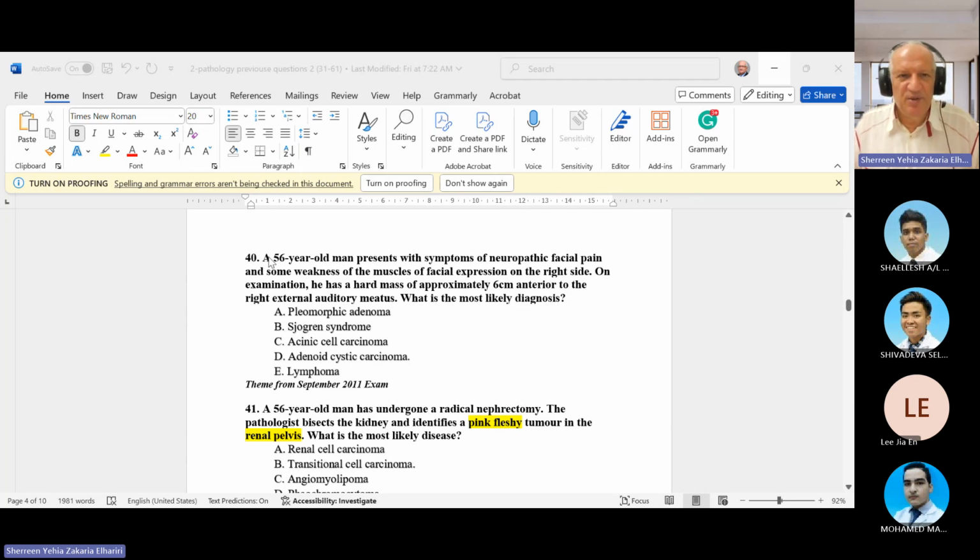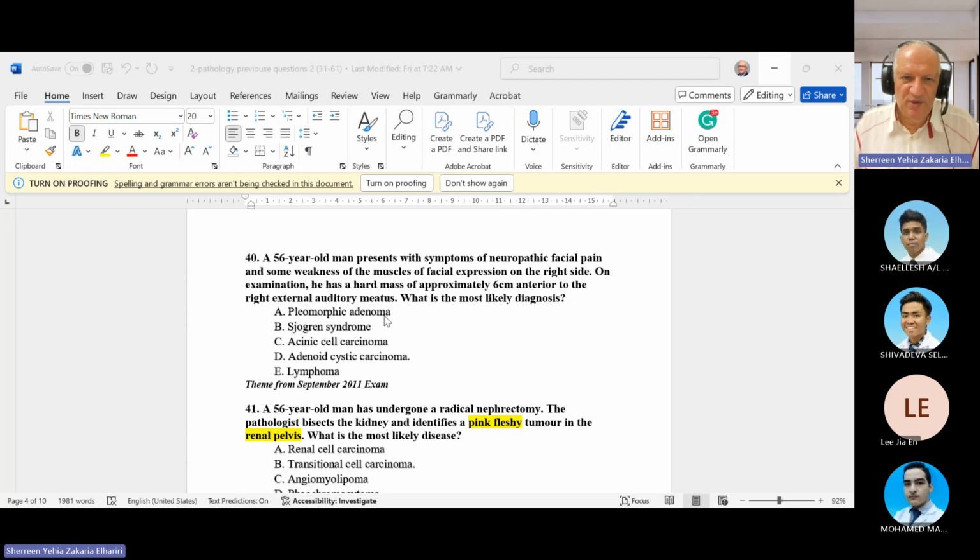Next question, and very common: a 54-year-old man presented with neuropathic facial pain and weakness of the muscles of facial expression on the right side. On examination, there is a hard mass approximately 6 cm anterior to the right external auditory meatus. A mass in front of the external auditory meatus is a parotid mass. This parotid mass is hard, so it is malignant, and because it is malignant it affects the facial nerve. So you must think of a malignant disease.